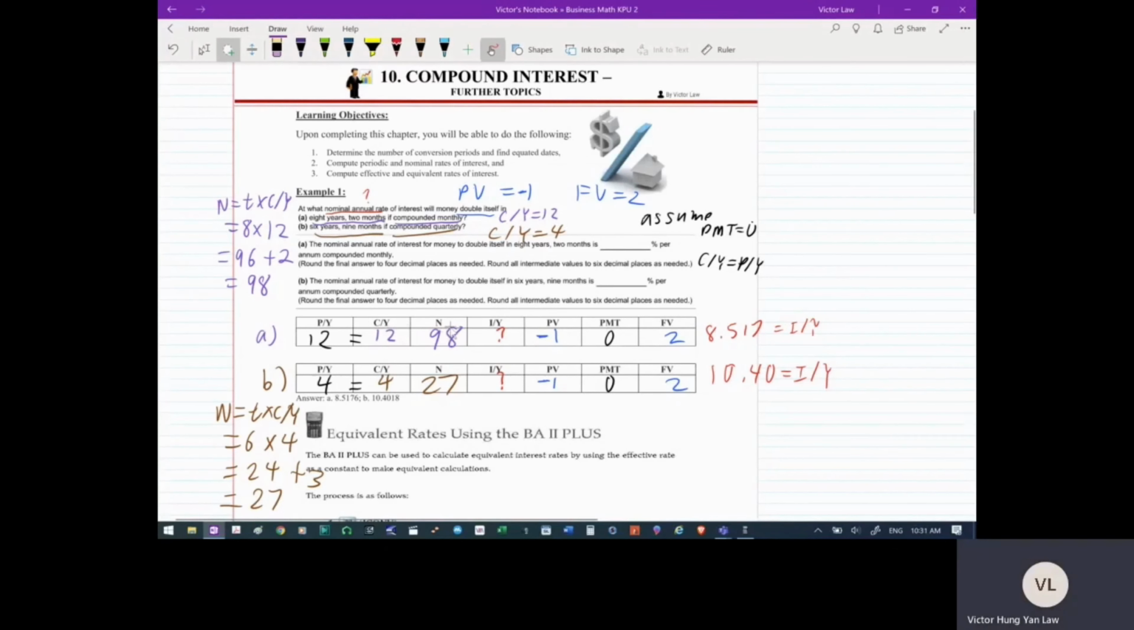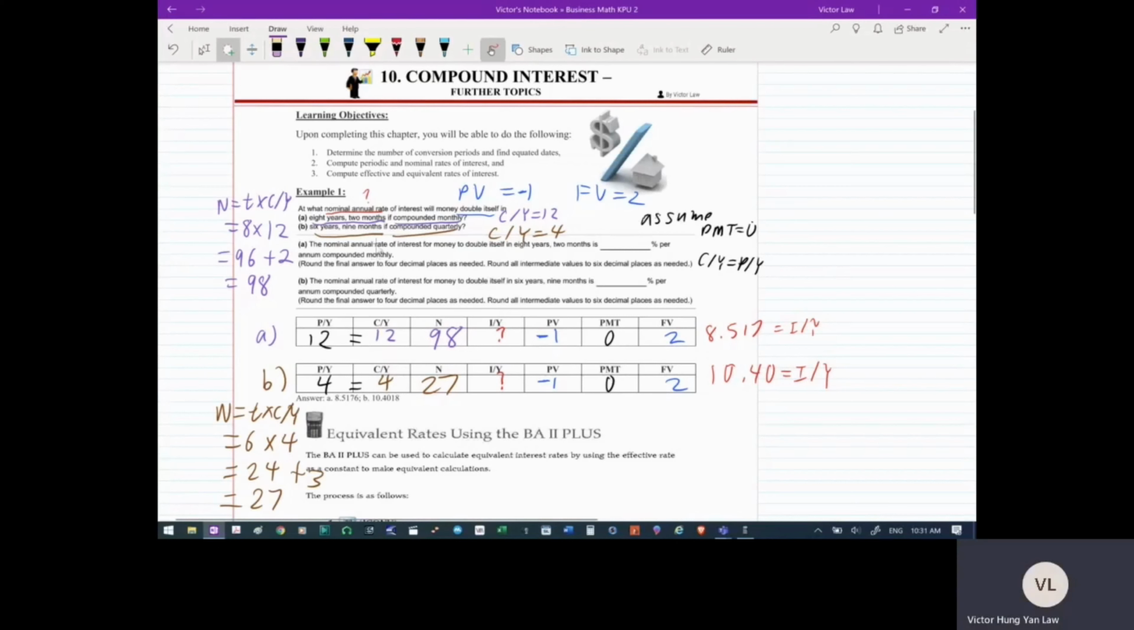To calculate the number of periods, how we get the 98 is that we take T. T is 8 years and 2 months. So T times C/Y is basically 8 times 12, which gives you 96. 96 plus the 2 months, so we get 98. So 8 years and 2 months gives a total of 98 periods, or 98 months. And that's our N for part A.